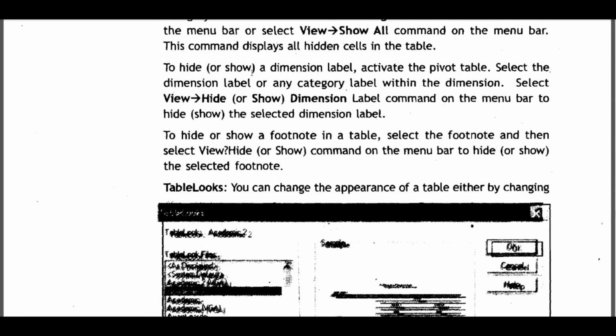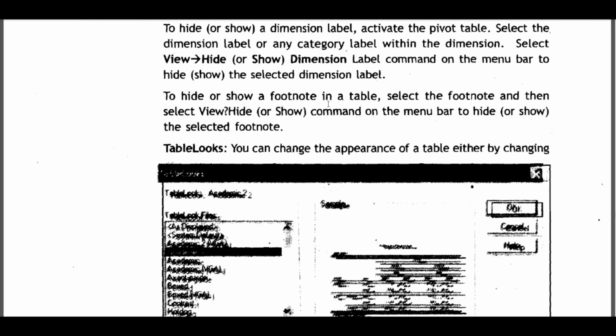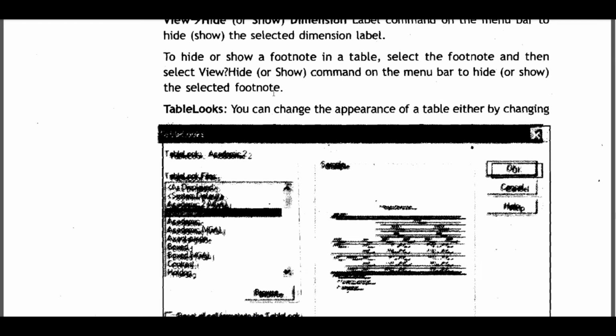To hide or show a dimension label, activate the pivot table. Select the dimension label or any category within the dimension. Select the View, Hide or Show Dimension Label command on the menu bar to hide the selected dimension label. To hide or show a footnote in a table, select the footnote and then select the View, Hide or Show command on the menu bar to hide the selected footnote.